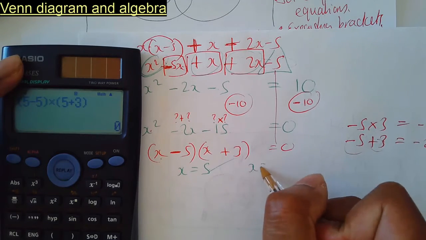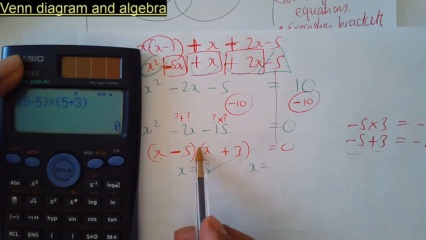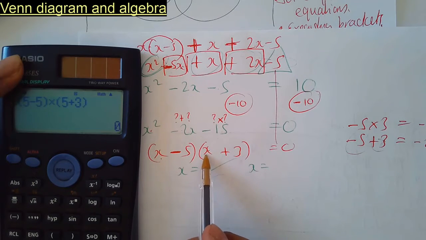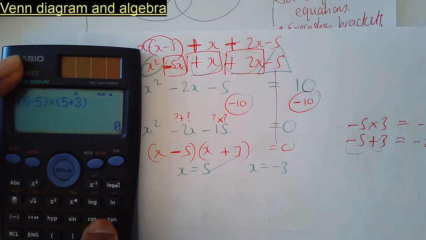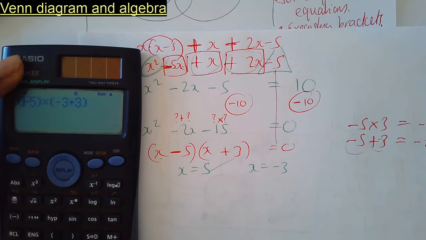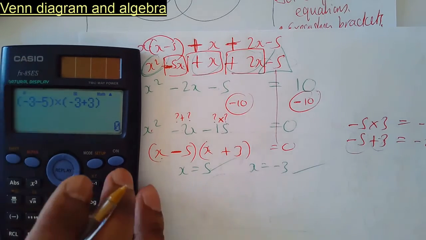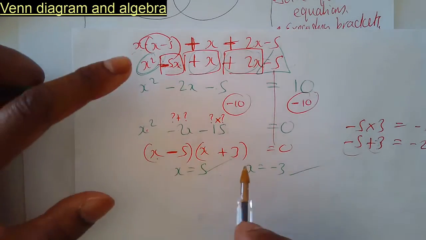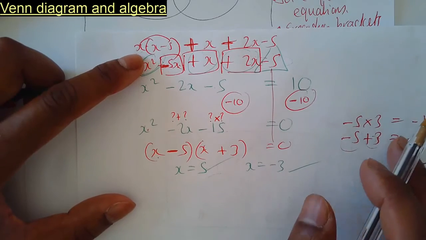The other one, well, what will make the stuff inside this bracket equal to 0? What can I replace x with? Minus 3. Right, let's check. Replace it with minus 3, negative 3. Zero. Now one of these numbers is invalid. Got to find out now.